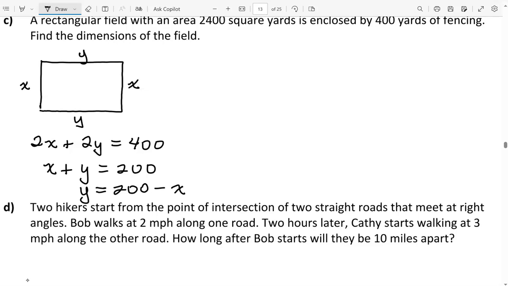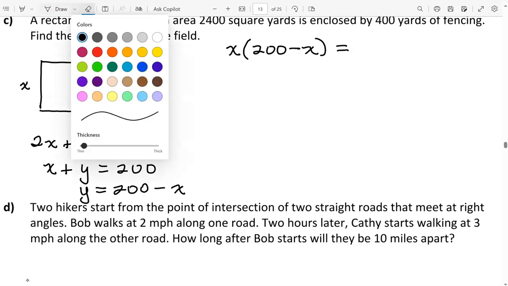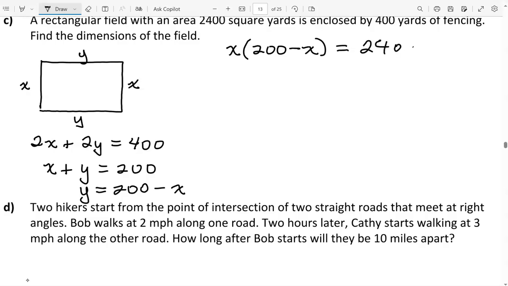Then our other information here is that the area is 2,400 square yards. So the area is the length times the width, and our width is x, and our length is, now we have found out that it's 200 minus x, and so that should equal, I'm sorry, not 400, but 2,400 square yards, the area that's specified here. I'm just going to go ahead and distribute the multiplication.